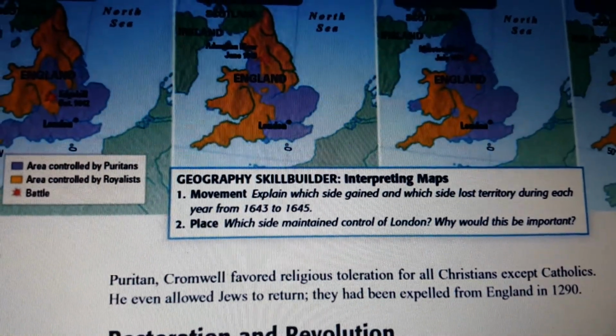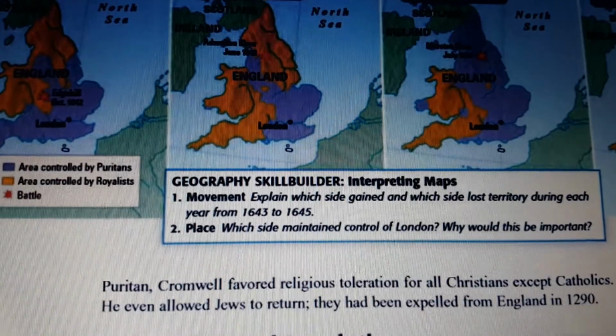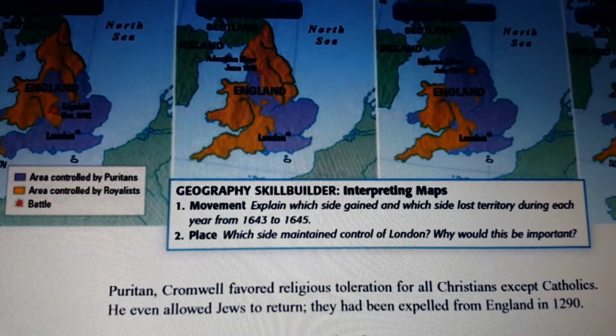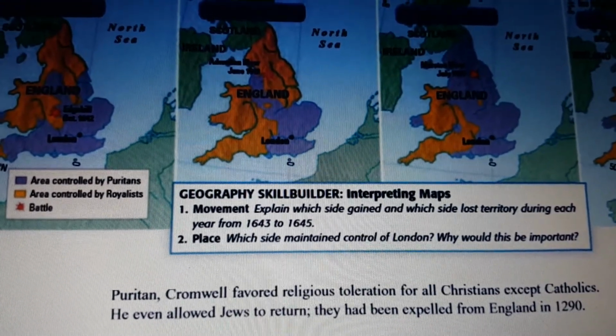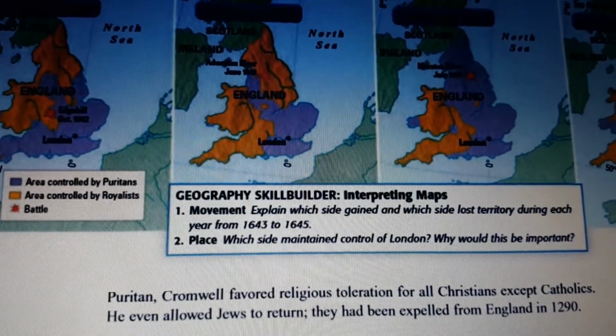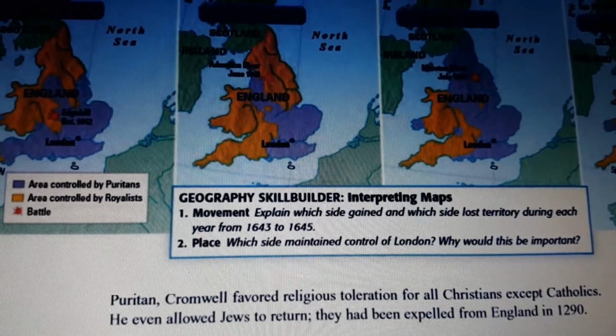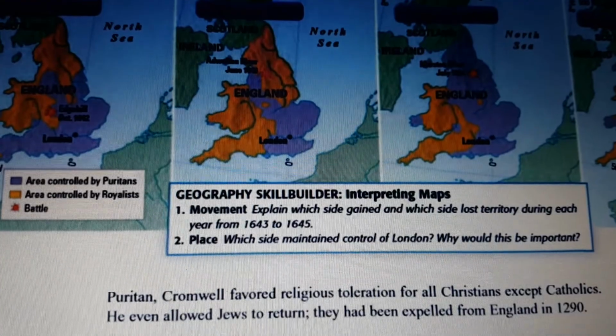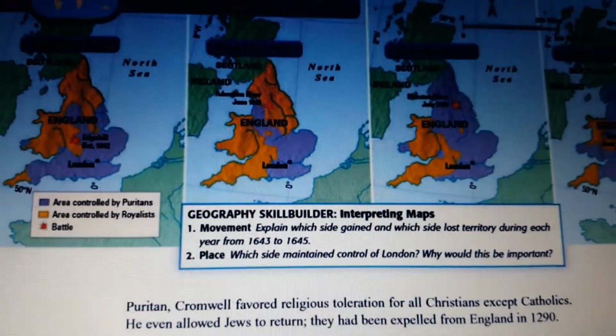Geography skill builder, interpreting maps. Movement: explain which side gained and which side lost territory during each year from 1643 to 1645. Number 2, which side maintained control of London? Why would this be important?